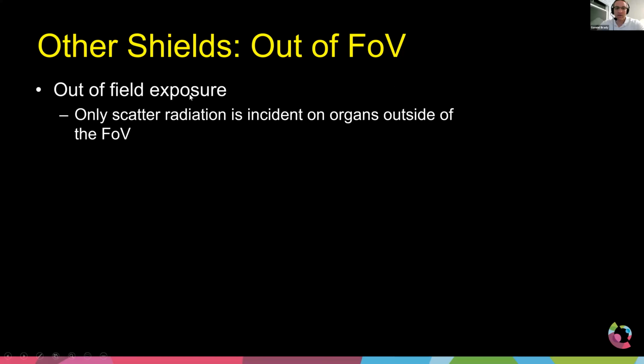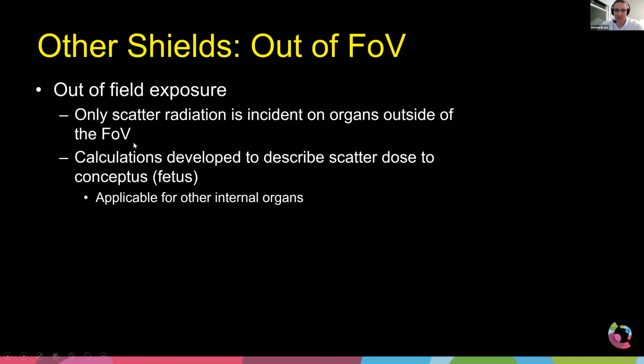All right, so out of field exposures: only scatter radiation is incident on organs outside of the field of view. We've already talked about this, right? This idea that if you're imaging the chest, the radiation affects the dose that we're giving to our abdomen organs, that's coming from inside our body. That's the scatter in our body. It has nothing to do with the radiation incident upon or striking our body.